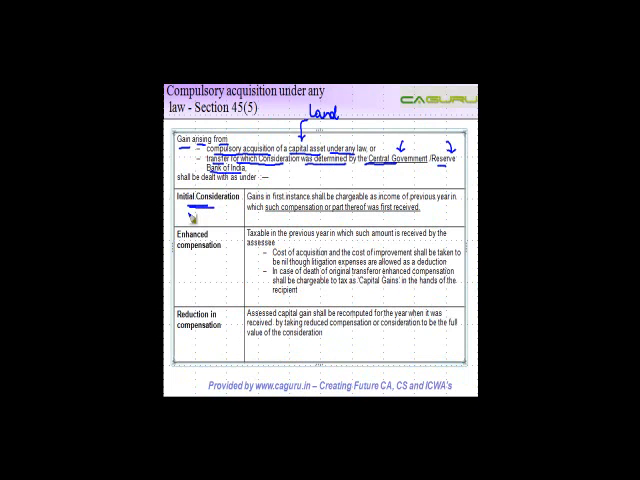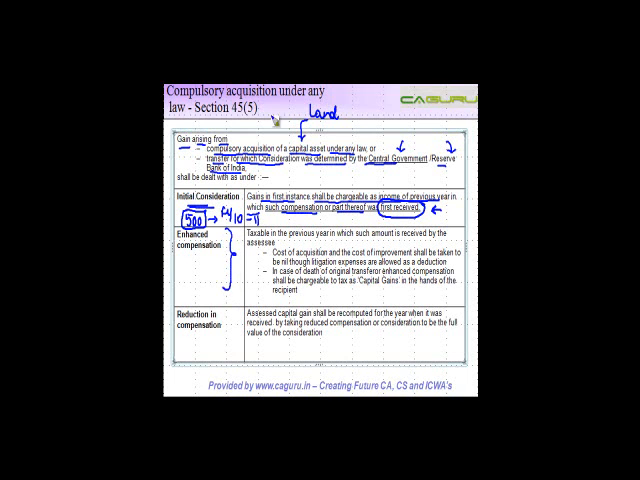Initial consideration. Initial consideration was what? The rupees 500 in the example that I told you, which is the money you receive when the government initially acquired it. Gains in the first instance shall be chargeable as income of the previous year in which such compensation or part thereof was first received. So if you receive these 500 in financial year 10-11, then this 500 will be taxable in financial year 10-11. It's the year of receipt and it's not the year of compulsory acquisition, right?